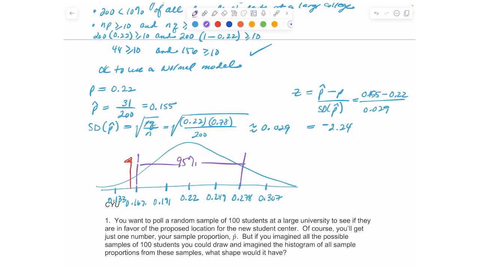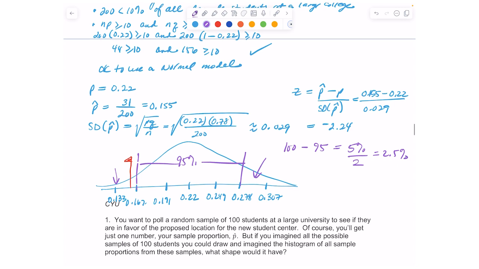So that tells me that the leftover would be 100 minus 95, which is 5%. And since the normal curve is symmetric, we divide by 2. So that tells me that the values that are more than 2 standard deviations away from the mean show up less than 2.5% of the time. So it is unusually small. Maybe the women at this college differ from the general population, or since they were self-reporting, maybe that might not be accurate.